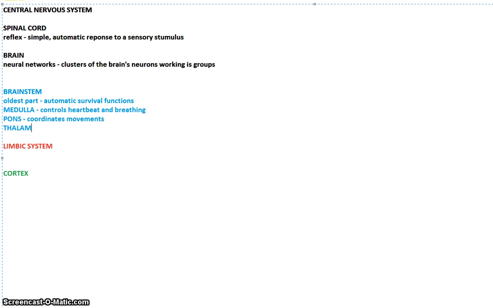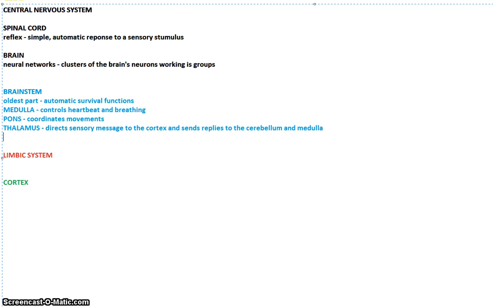You have the thalamus, which directs sensory messages to the cortex and sends replies to the cerebellum, which we will get to next, and the medulla. So it's really sort of the relay station between the brainstem and the higher levels of the brain. The next part is that cerebellum. The cerebellum is what processes sensory input, and it coordinates movement output and balance.